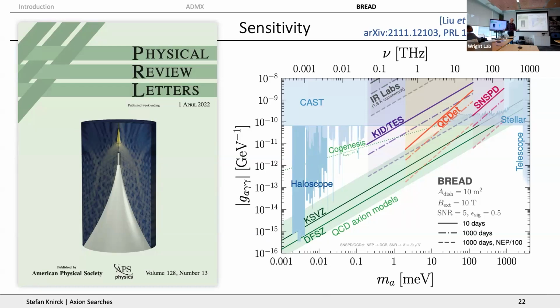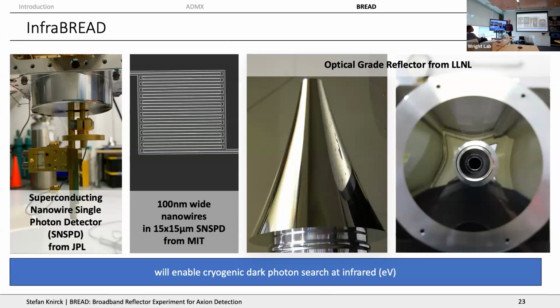And of course, we were not just happy with this concept paper, we wanted to actually do this. So one prototype which is going on right now actually is the infrared prototype, and these prefixes already tell you what the frequency range is. So this is BREAD with an SNSPD, superconducting nanowire single photon detector, where you detect infrared photons with a nanowire in the focus, and combine this thing with an optically smooth BREAD detector.